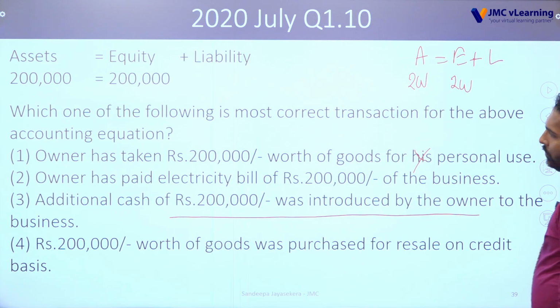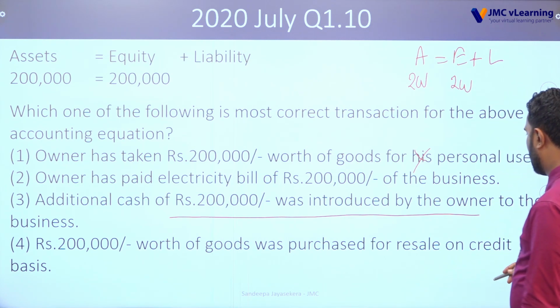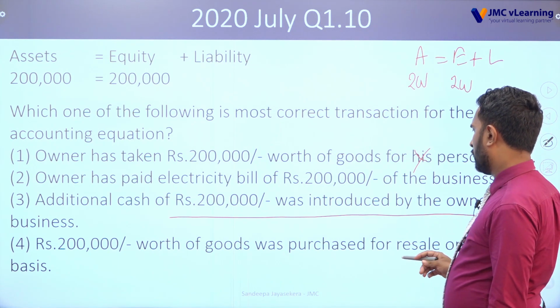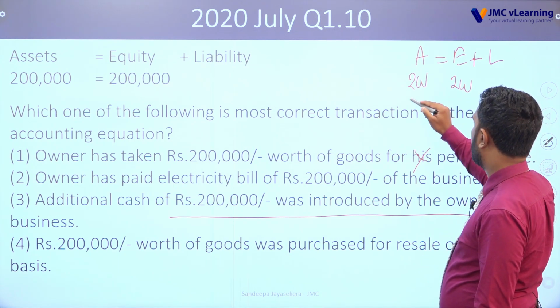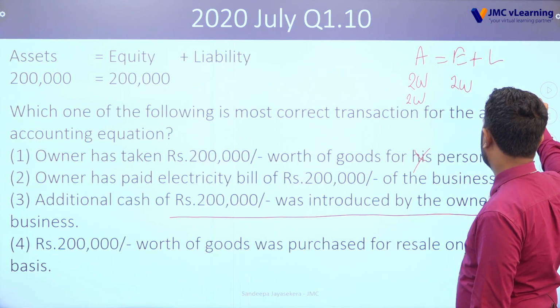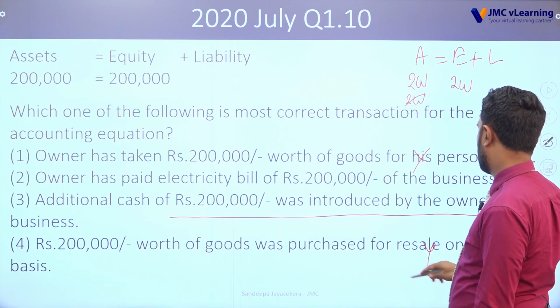Next one, we'll see the fourth one. 200,000 worth of goods were purchased for resale on credit basis. So 200,000 worth of goods were purchased. When you're purchasing, yes, 200 goes up. Credit basis, so liabilities also go up. So it may not be the correct answer.